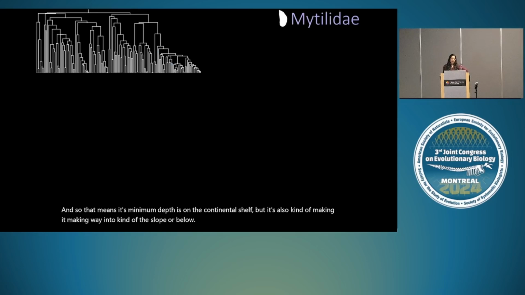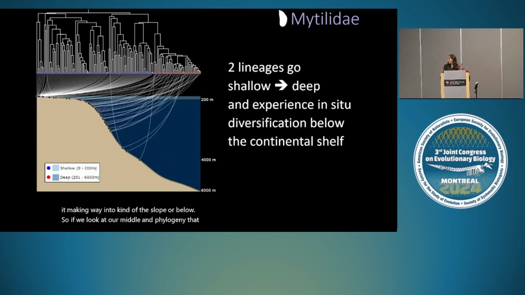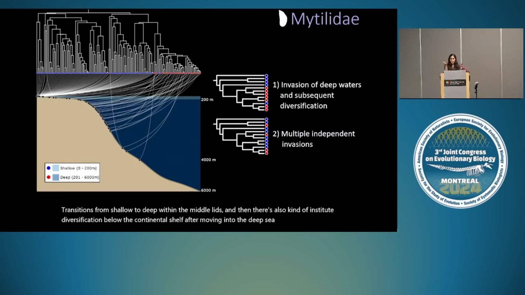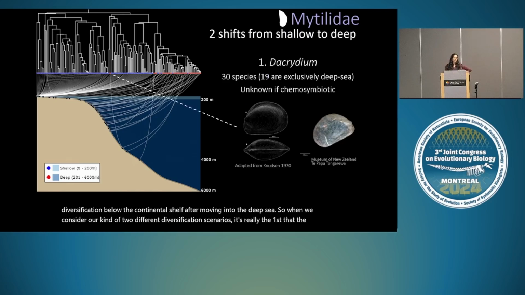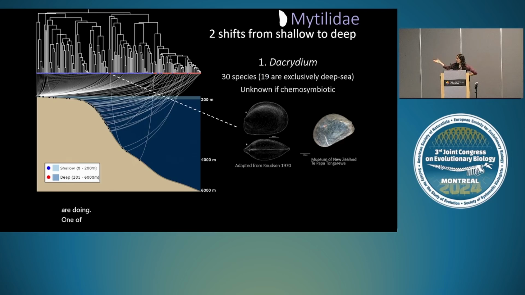If we look at our mytilid phylogeny that we've inferred, we can see there are two major transitions from shallow to deep within the mytilids. And then there's also in situ diversification below the continental shelf after moving into the deep sea. So when we consider our two different diversification scenarios, it's really the first that the mytilids are doing. One of these clades that's doing that is Dacrydium. It looks like there's only one tip that's deep there. We actually have two Dacrydium sampled, and they're sister to each other, and one is in that both category, which is why it's showing up as blue.